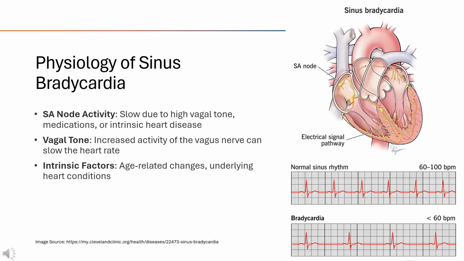Certain medications can also contribute to sinus bradycardia by affecting the SA node's function or increasing vagal tone. Common culprits include beta blockers, which decrease heart rate by blocking the effects of adrenaline; calcium channel blockers, which reduce the heart's contractility and slow down electrical conduction; and digoxin, which enhances vagal tone and decreases the SA node firing rate.